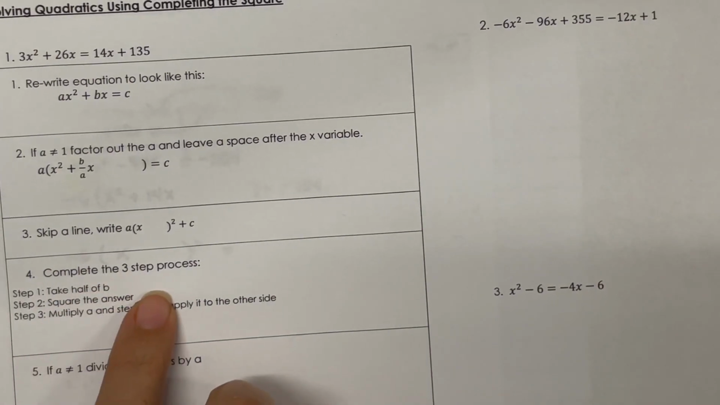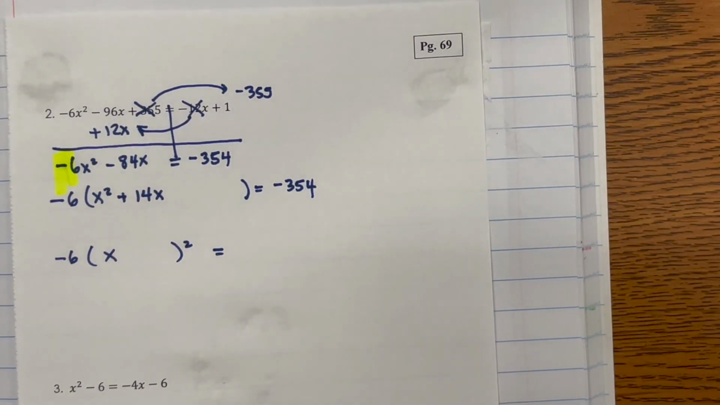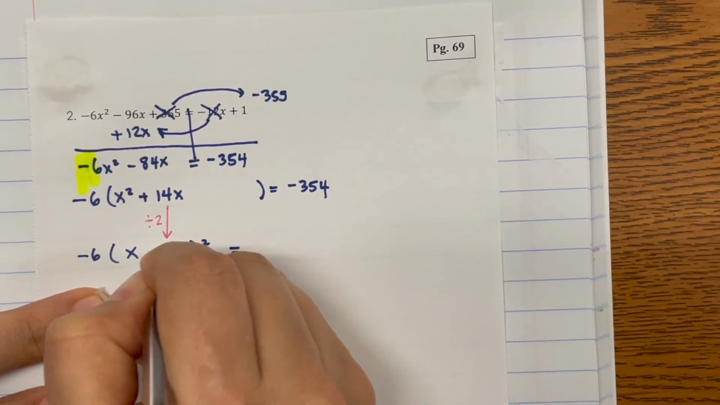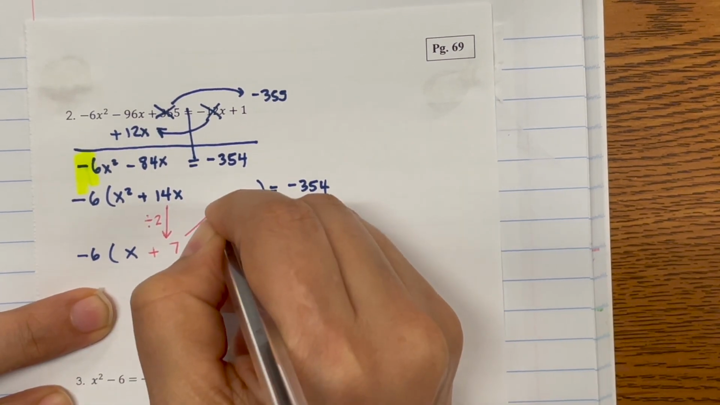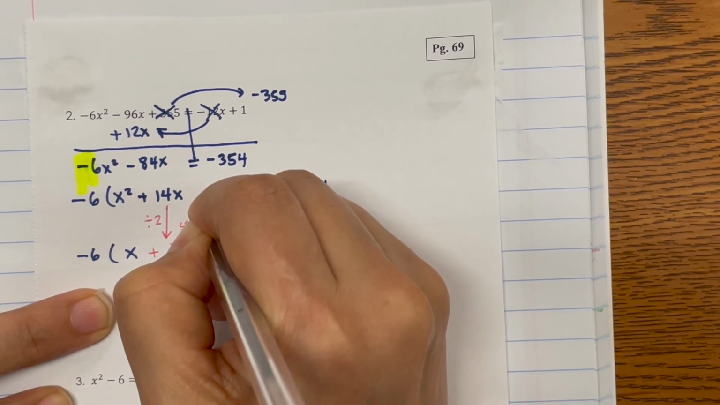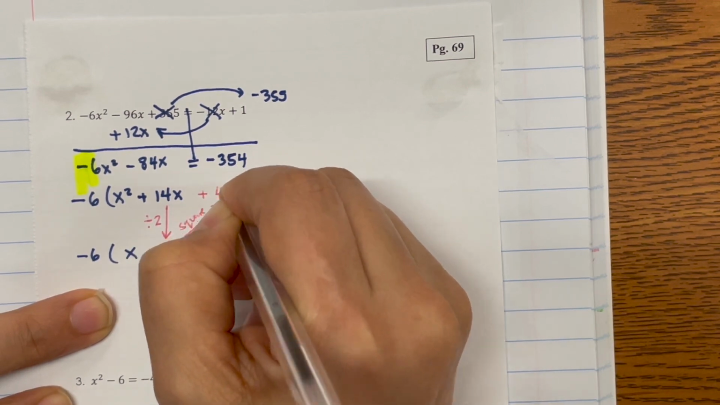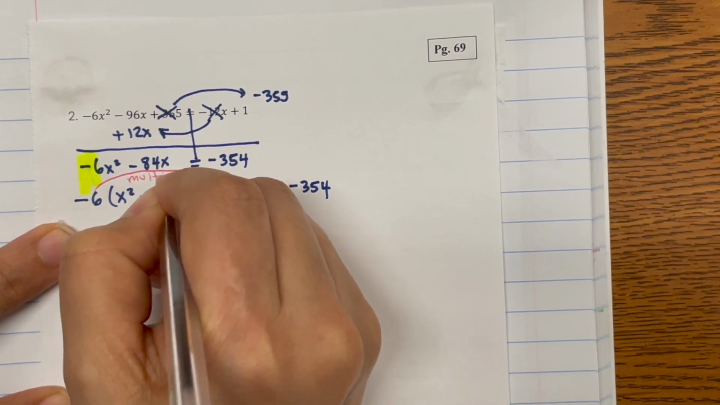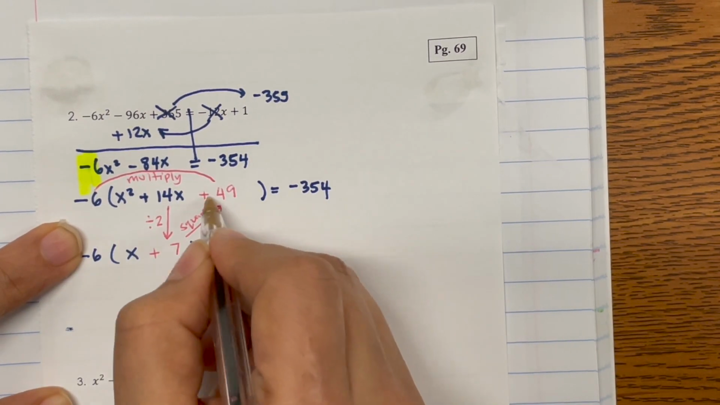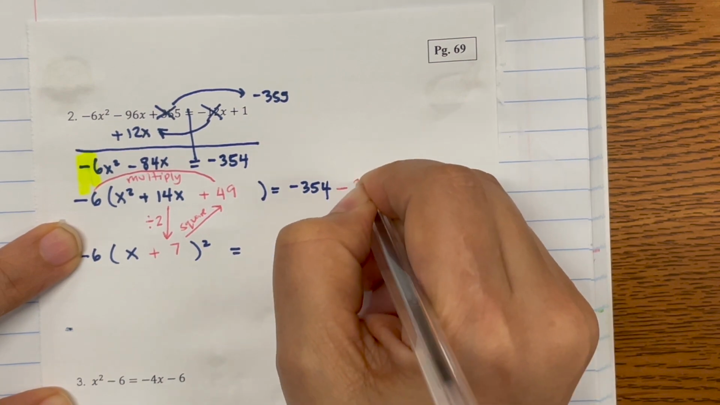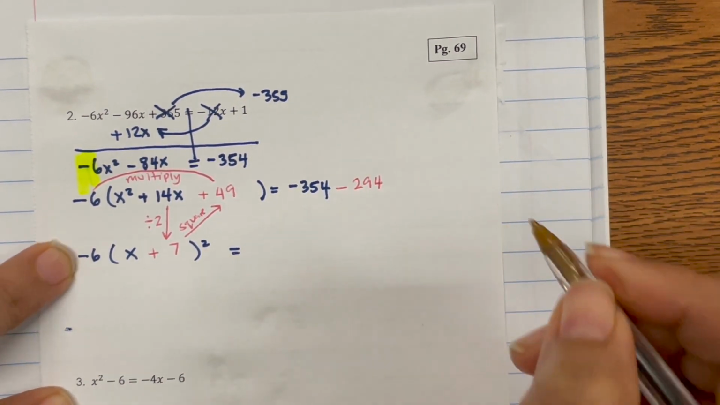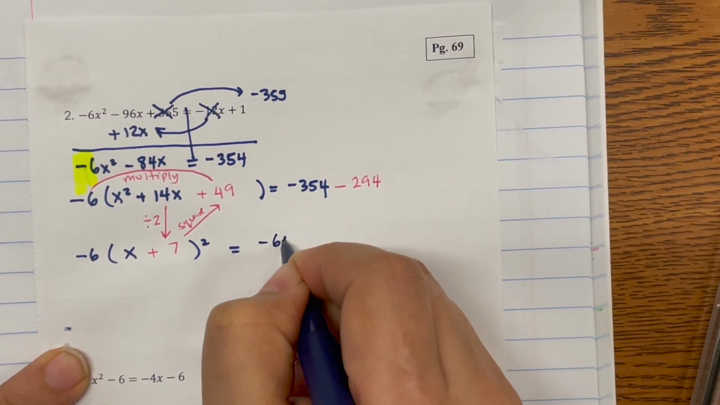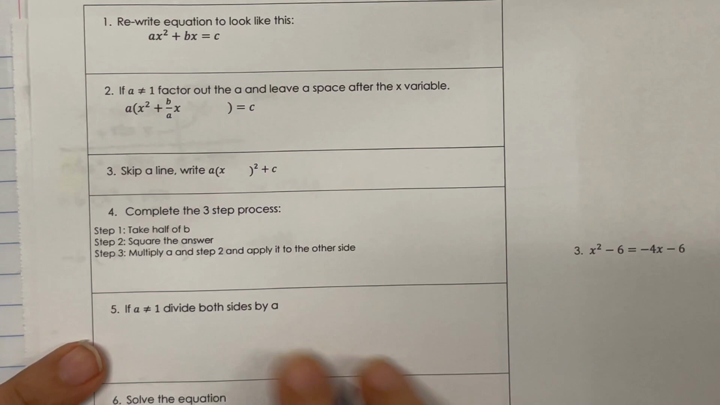The 3-step process is the only new thing that you need to learn. First step, divide by 2. That's going to give me 7. Second step, square it. That's going to give me 49. Third step, multiply the outside with the answer I just got. That's going to give me negative 294. And apply to the other side. All right, 3-step process: divide by 2, square, multiply, and apply to the other side. Let's combine those like terms. That's going to give me negative 648.